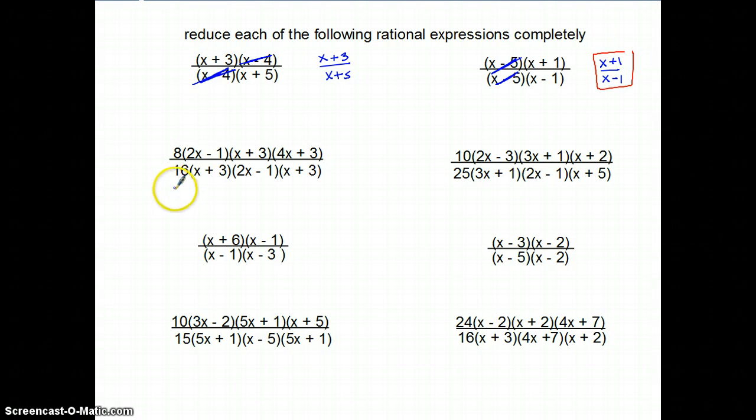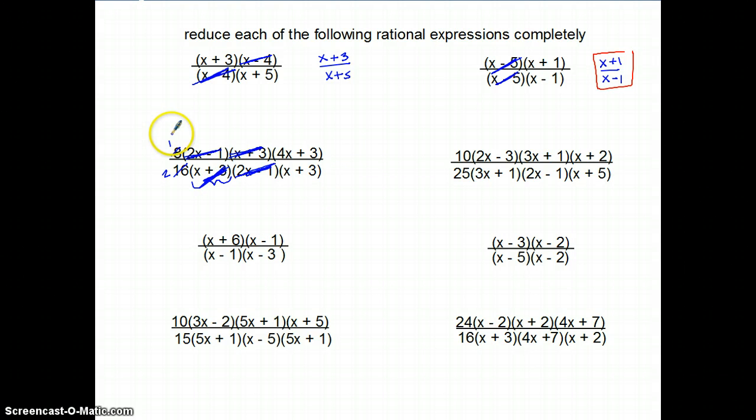Down below to the left, first thing I'm going to look at is the 8 and the 16. 8 and 16 are both divisible by 8, so I reduce my 8 to a 1 and my 16 to a 2. Then I look for any other common factors between the numerator and the denominator. I see this entire 2x minus 1 repeated with the middle factor on the bottom. I also see an x plus 3 repeated. You may either cross out one of the x plus 3's or the other. You may not cross out both. I'm going to choose the first one.